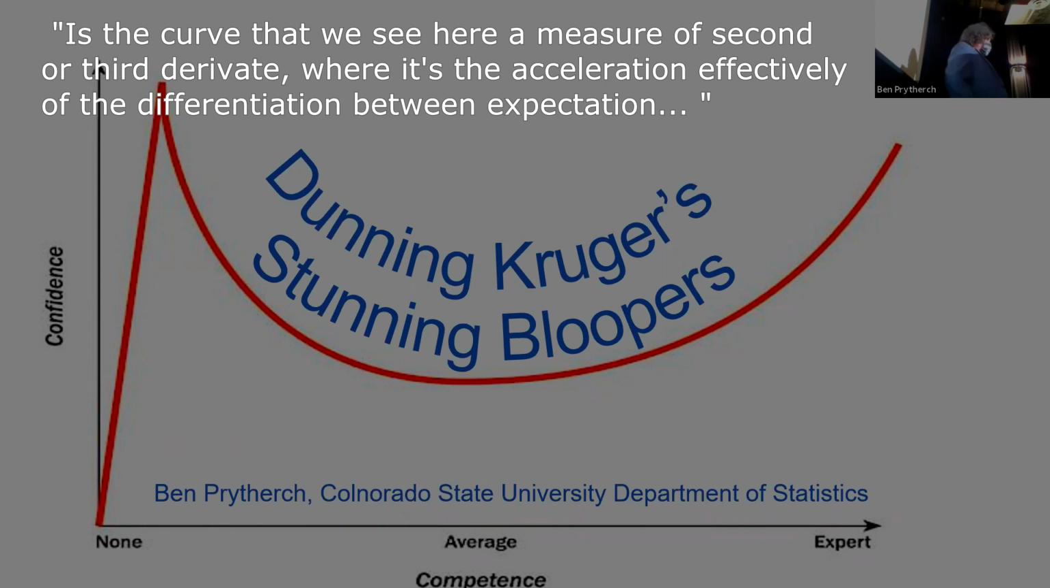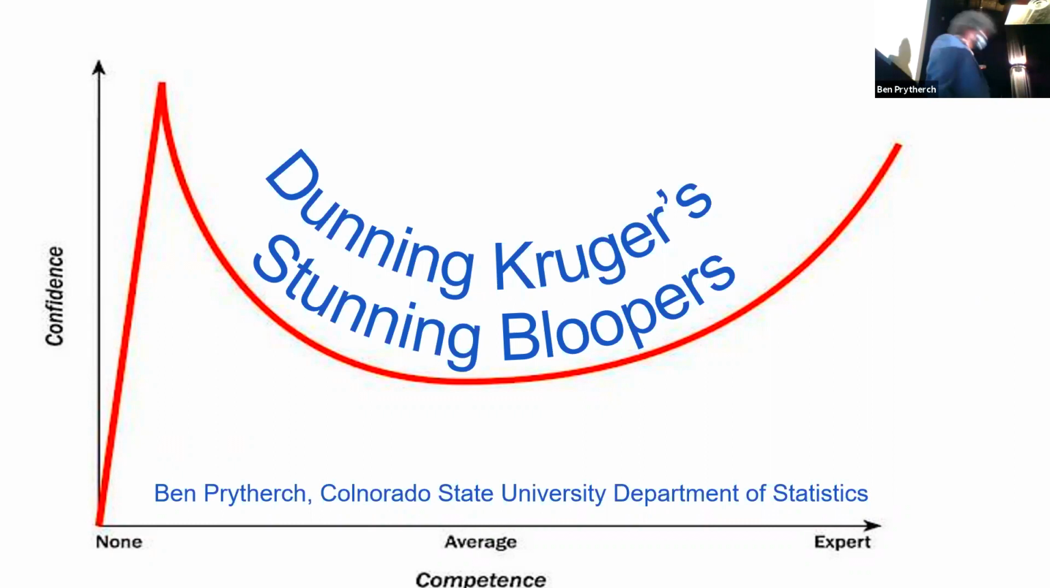Is the curve that we see here a measure of like a second or third derivative, where it's like the acceleration of the differentiation between expectations? So I was thinking the same thing. Can I come up with a good reason why you would read what the Dunning-Kruger effect is and come up with that curve? Because if you read what it is, it's people with lower ability overestimate, people with higher ability underestimate. So it's not the first derivative, because the first derivative is just going to go down like that. Is it the second derivative? I don't know. Acceleration doesn't really apply.